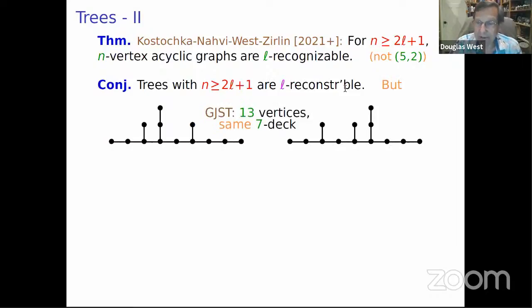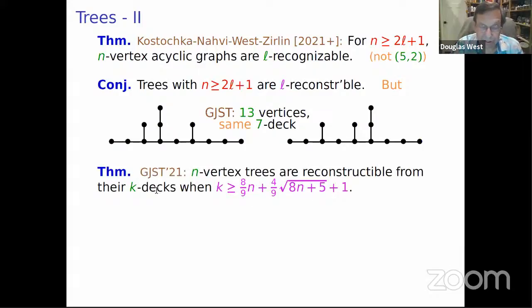But there's another exception. Grenland, Johnson, Scott, and Tan, in their paper, gave this one annoying example. These two graphs have 13 vertices, non-isomorphic, these two trees, they have the same 7-deck. I haven't had the time to check that, but in other words, they're saying that these trees are not 6 reconstructible. So maybe we need another exception.